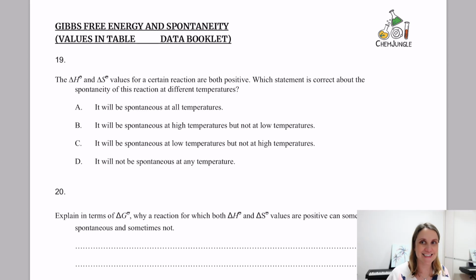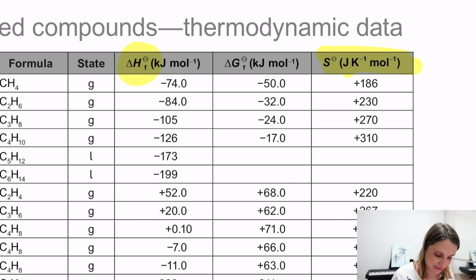Okay, last little section: Gibbs free energy and spontaneity. Gibbs free energy is just a mathematical model that we use to predict spontaneity, and this is the type of questions that come up about Gibbs generally for the IB. Just to complete my section, the values for Gibbs you will also find in table 12 of the data booklet.